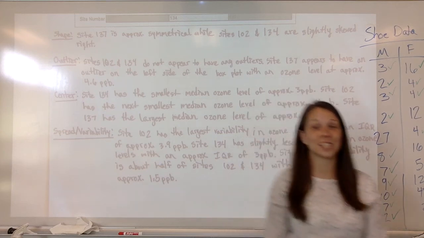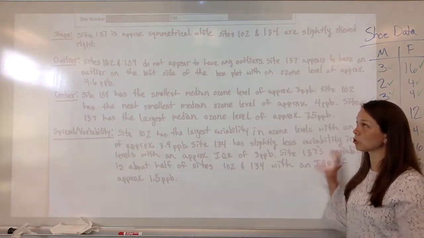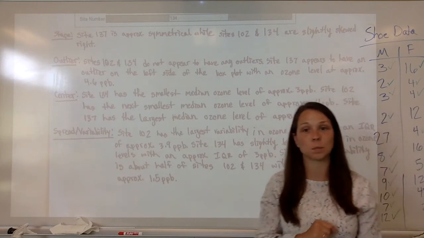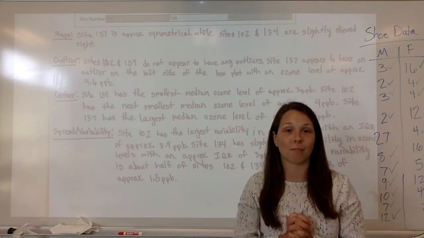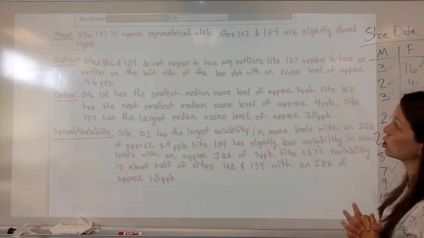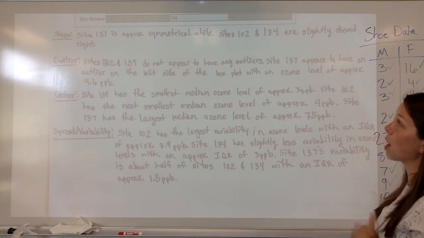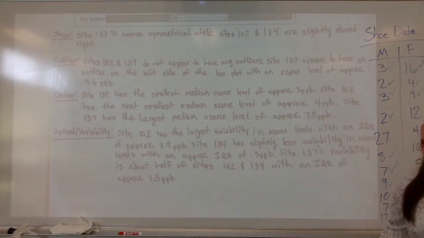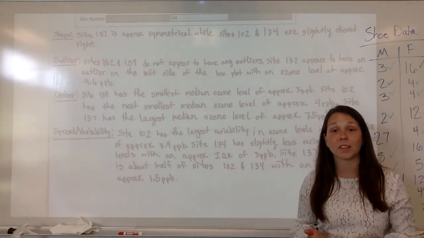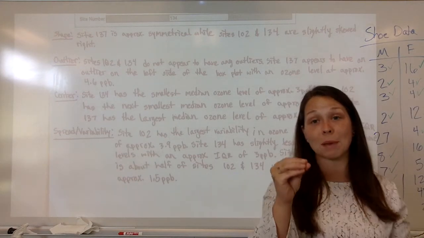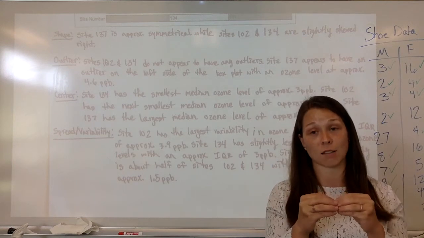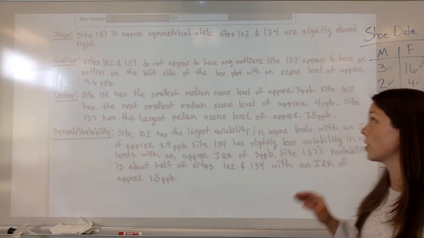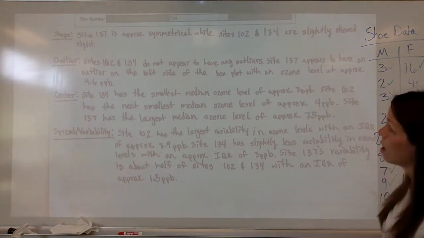Right, ladies and gentlemen, so let's take a look at how my description of the three box plots compares to what you hopefully have written down. So I said this shape, site 137 is approximately symmetrical, while sites 102 and 134 are slightly skewed right. I determined that they were skewed right based upon how the mean and the median compared together. So just know that that's how I use that comparison.